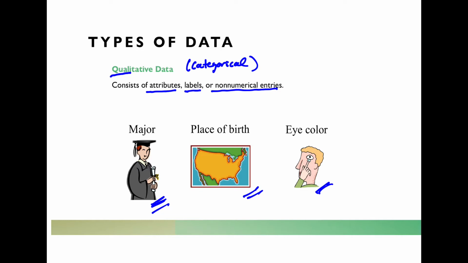Now, we say non-numerical, but there are types of categorical data, qualitative data, that involve numbers, but numbers that don't really have a numerical meaning to them. In other words, they're not counts or measurements. They're labels, but the labels involve numbers. We'll look at a couple of examples of that. But the major point there is that some qualitative data involves numbers. It's just numbers that don't really have a numerical meaning to them.